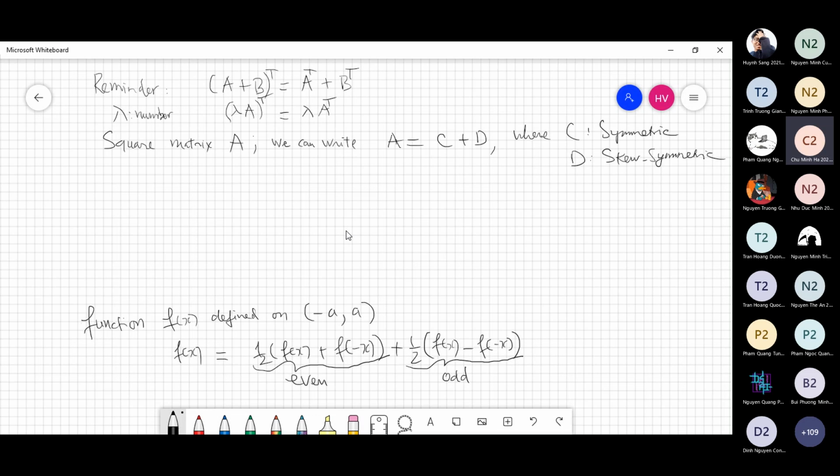So this means every function that is defined on a symmetric interval can be written as a sum of an even function and an odd function. So we do a similar thing here. We write 1/2 of A plus A^T, and then plus 1/2 of A minus A^T.